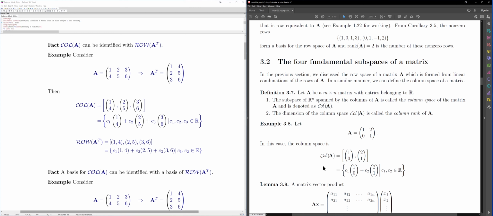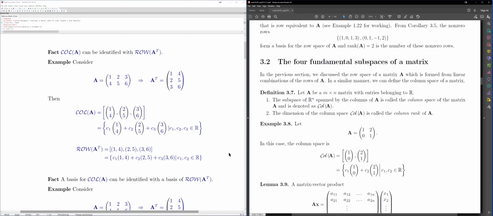Okay, but what I didn't do so far is give you a method to find a basis for column space. So that's what I want to talk about now.